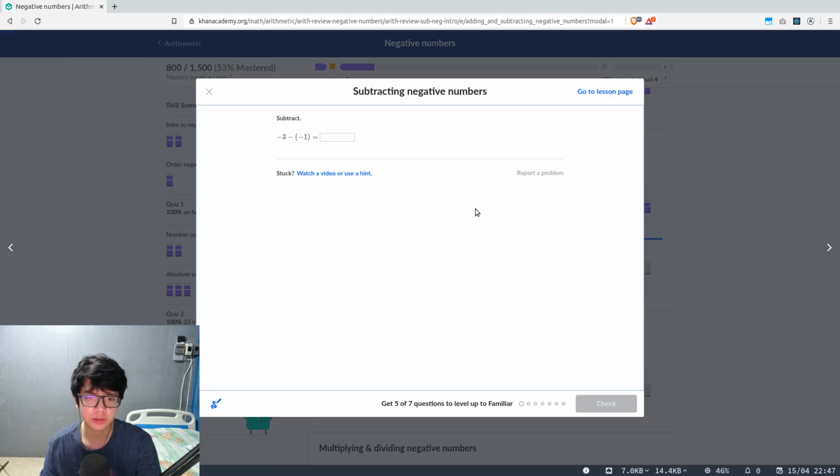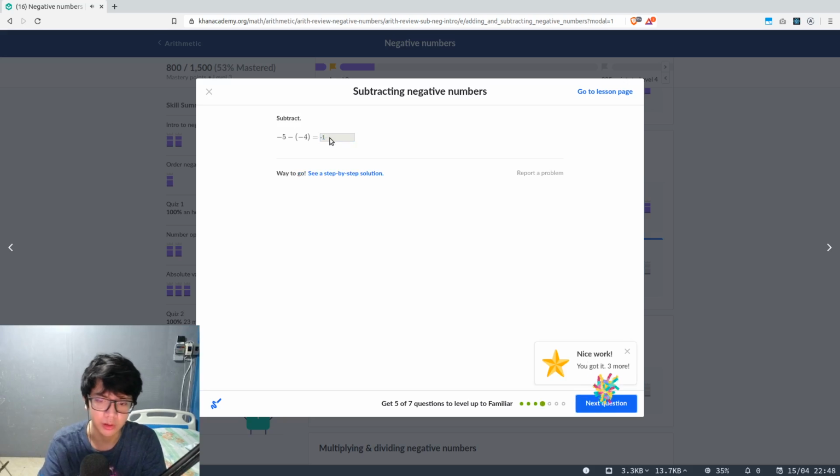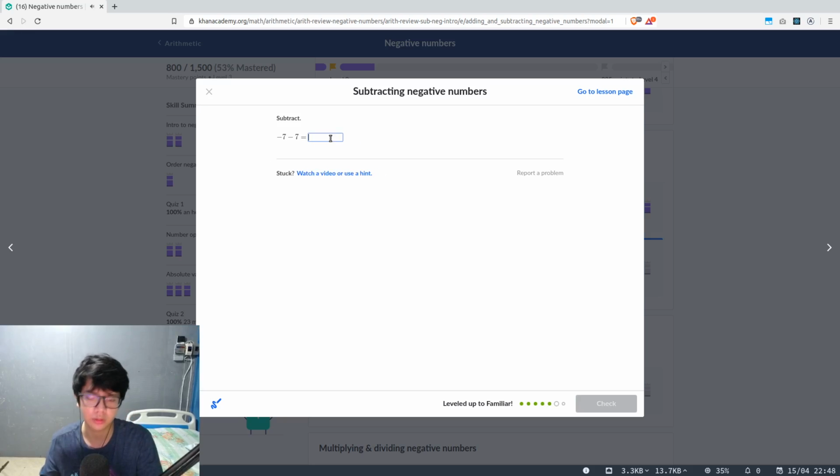Subtracting negative numbers. Okay, it's going to be negative. Okay, it's going to be 9. It's going to be negative 10. This one's negative 1. And it's going to be 6. 14.